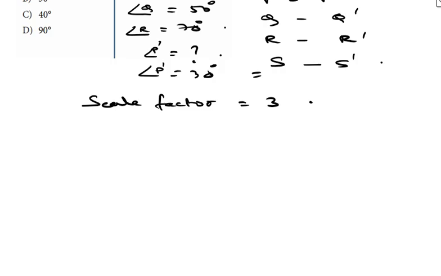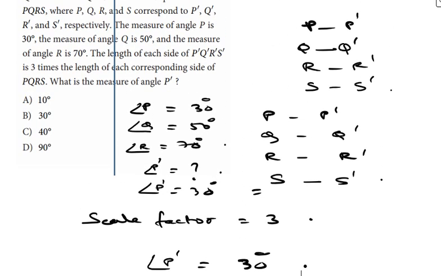So since similar figures preserve the angle measures and P corresponds to P dash, we conclude angle P dash is equal to 30 degrees. Therefore the measure of angle P dash is 30 degrees. So the correct answer is option B. Okay, so option B is the correct answer for this particular question. I hope this solution is clear to you.